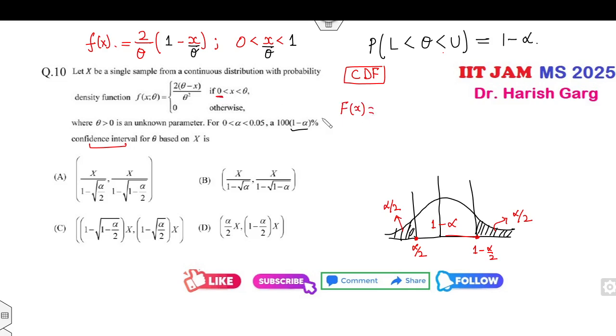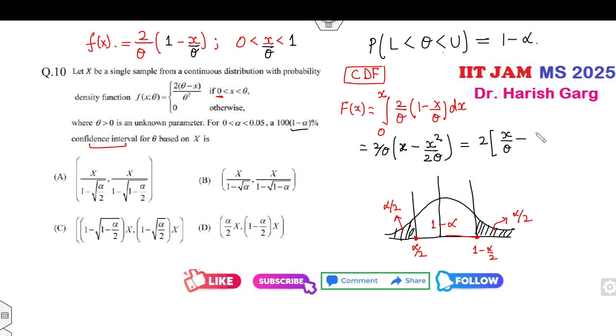This lower limit is my 0. So it is the integral from 0 to x of 2 upon theta times (1 minus x over theta) dx. So I can take 2 by theta outside. Integration of that is x minus x square by 2. Fine. I can multiply them. It's twice x over theta minus x square over 2 times theta square. Fine. Now how can you solve them? It's very simple. Instead of writing again and again, I can simply take x over theta, for example, y.